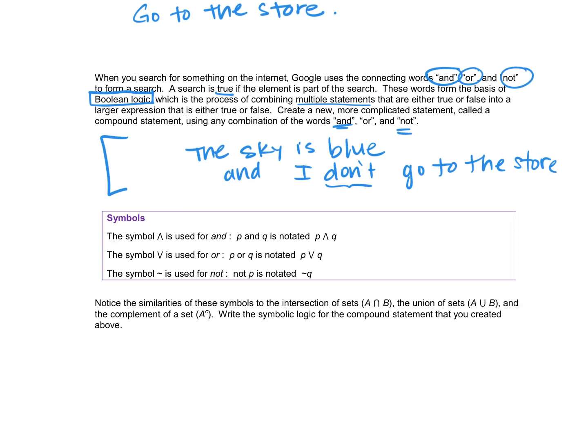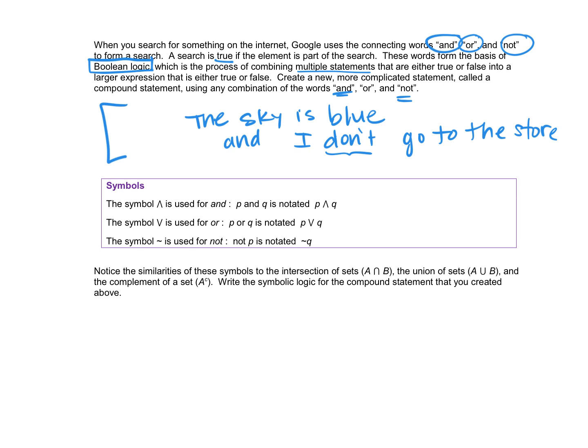So what happens with mathematicians is we don't like to write lots of words all the time. And so we come up with symbols to have a shorthand for what we're talking about. And so the symbols that we're going to use in this logic section are this pointed up arrow, and that's going to be used for and. We're going to use the V looking shape for or, and the little squiggle for not.